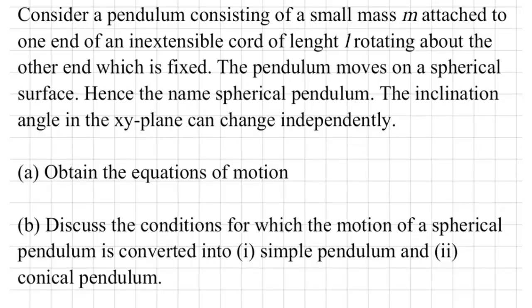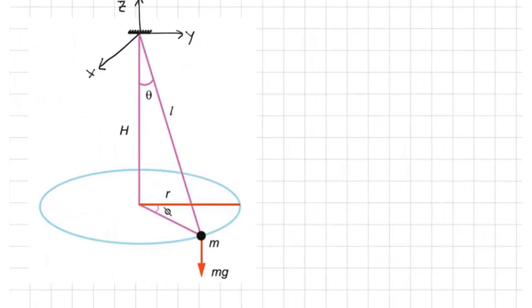On this opportunity I want to talk about the spherical pendulum, and we have this problem here. We have a pendulum consisting of a small mass that is attached to an inextensible cord and is rotating about one of the ends. The pendulum moves on a spherical surface, and we want to first obtain the equations of motion, and second discuss the conditions for which the motion of a spherical pendulum is converted into a simple pendulum and a conical pendulum. Okay, we have this figure right here.